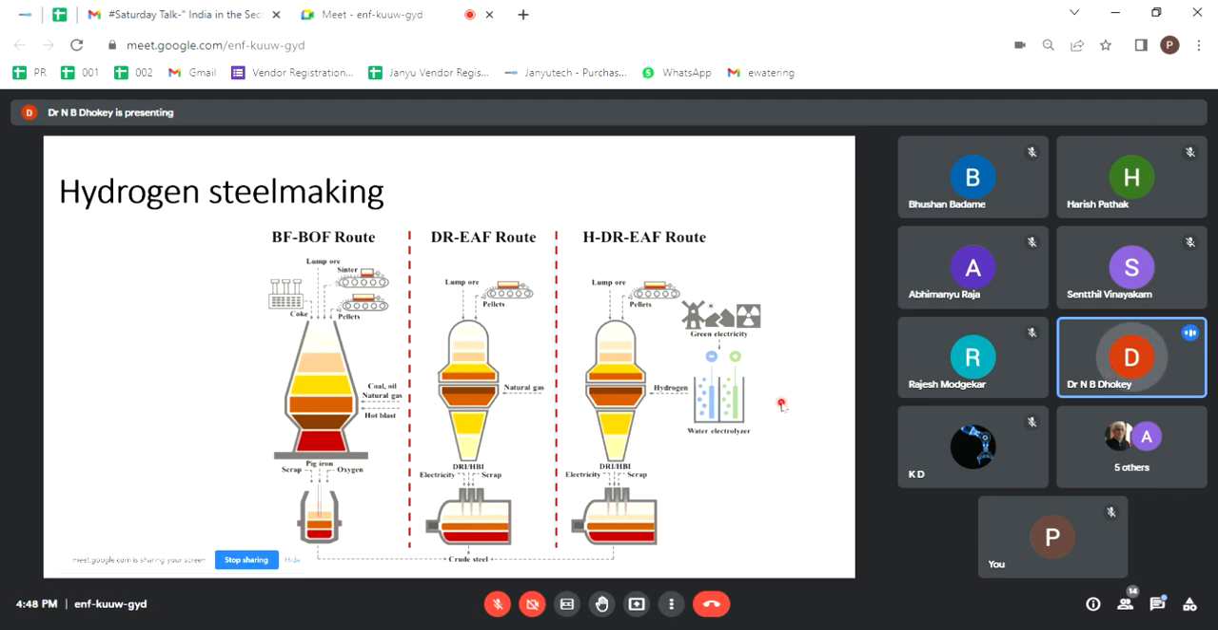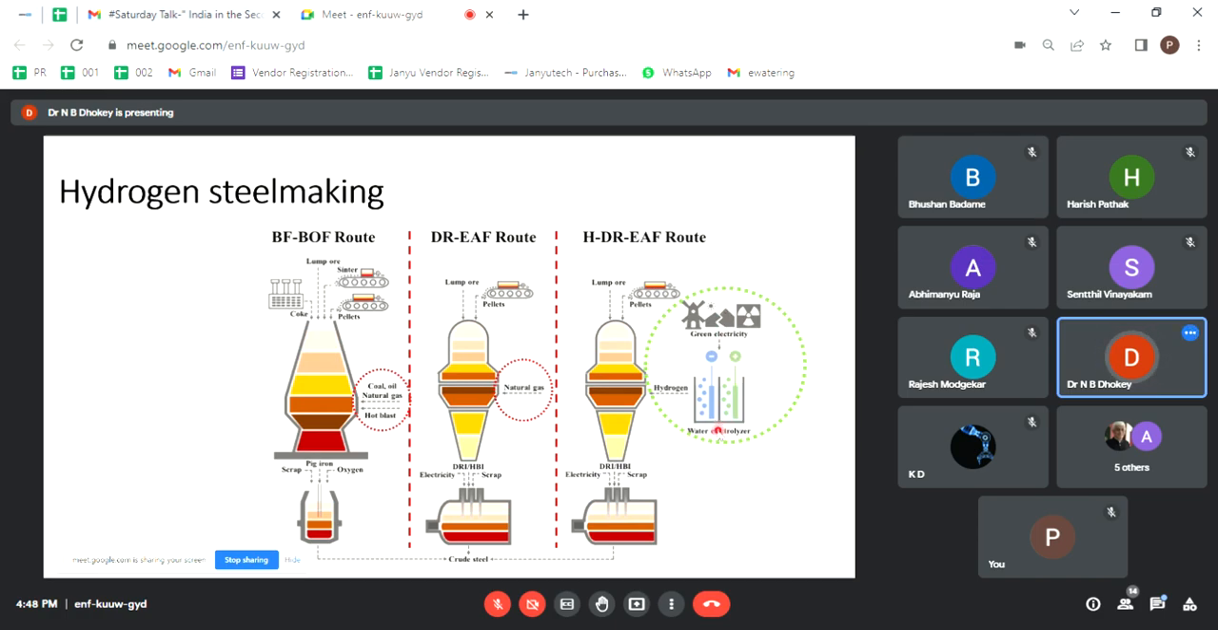Now in this steel segment, this is the scenario: steel is produced by use of coal, oil, natural gas, and of course it emits a lot of CO2 into the environment. The middle one is the direct reduced iron and electric arc furnace route, wherein you can use some natural gas for the reduction of iron ore. This is what we call an improved way of making steel. But we need to go a little further, where you can avoid natural gas and make use of hydrogen, and that too through the water electrolyzer. And where will this water electrolyzer get energy from? It will be obtained from solar or renewable sources.